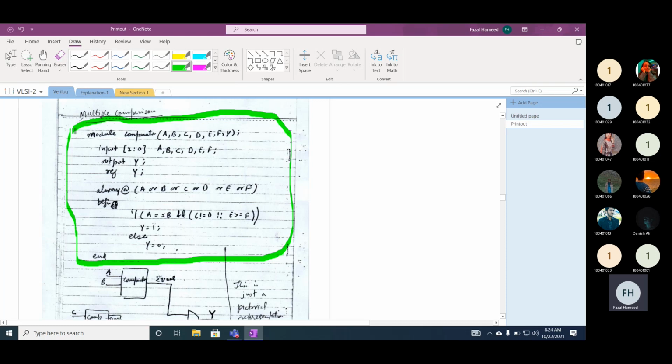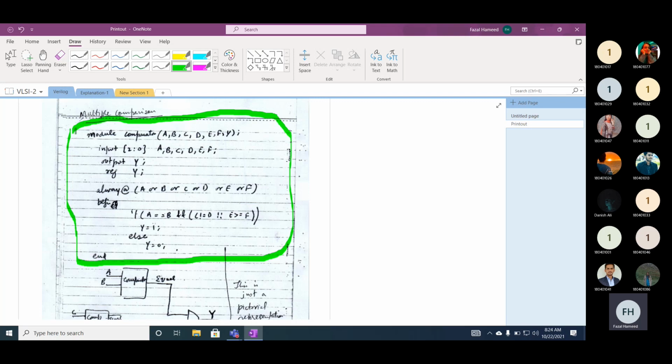The name of the module is comparator. How many inputs are there? 1, 2, 3, 4, 5, 6 inputs: A, B, C, D, E, and F. Output is Y. So is Y a 1-bit signal or multiple signals?